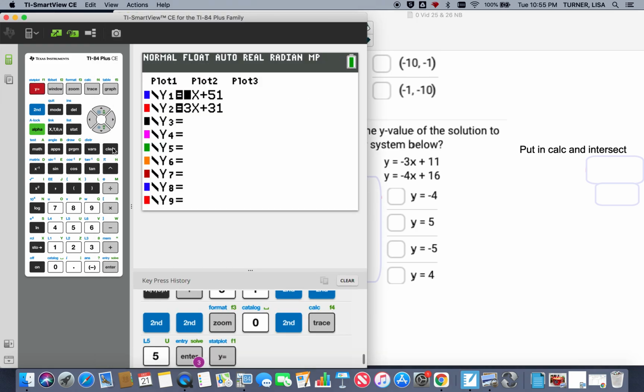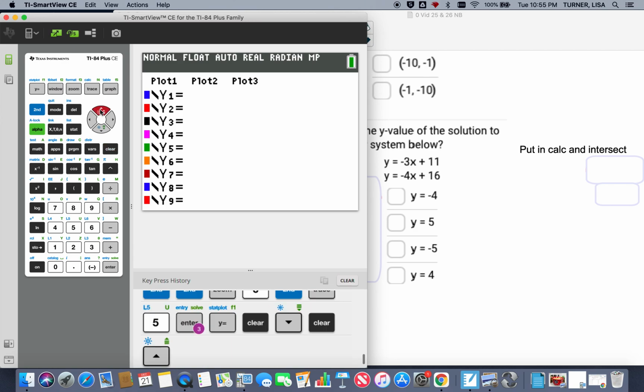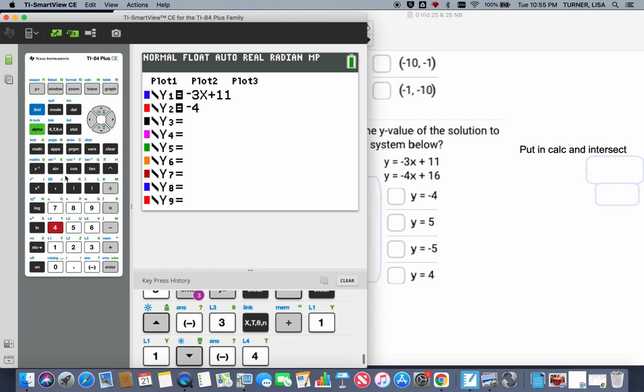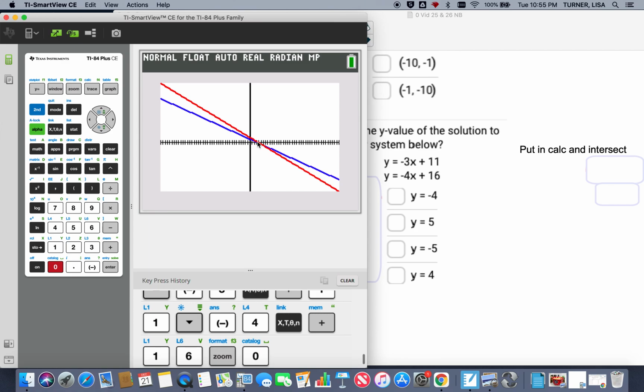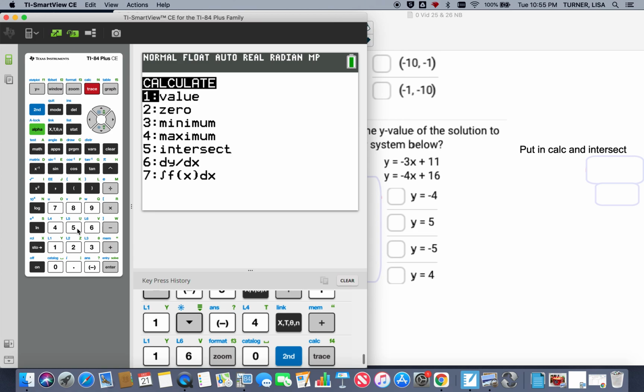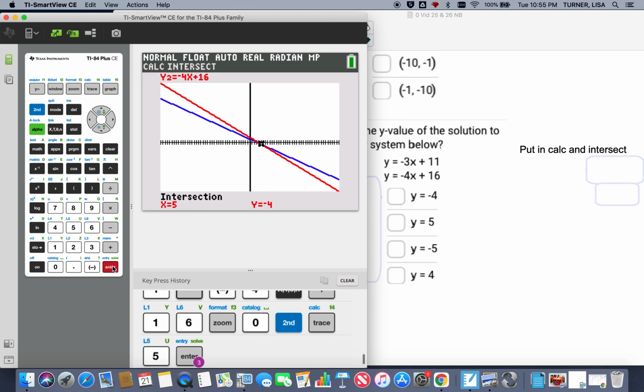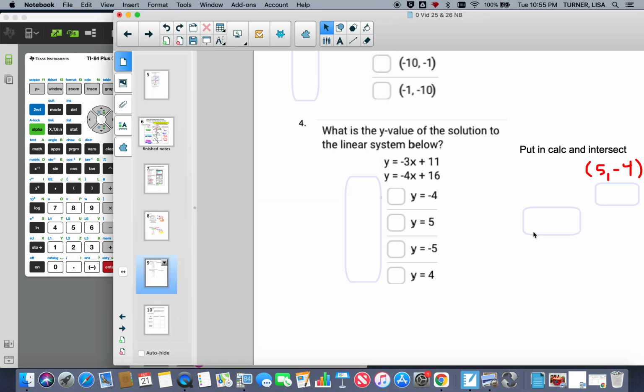Go to y equals and hit clear again, and we're typing in -3x plus 11. And we're typing in -4x plus 16. And we're going to zoom 0. And they're right there on the screen. And we're going to hit second, calc, 5, enter, enter, enter. And our answer is 5, -4. So I'm writing that down for myself. The answer is 5, -4.